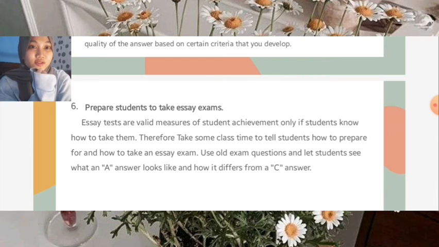And next, prepare students to take the essay exam. It means essay tests are valid measures of student achievement only if students know how to take them. Therefore, take some class time to tell students how to prepare for and how to take an essay exam. Use old exam questions and let students see what an A answer looks like and how it differs from a B and C answer.